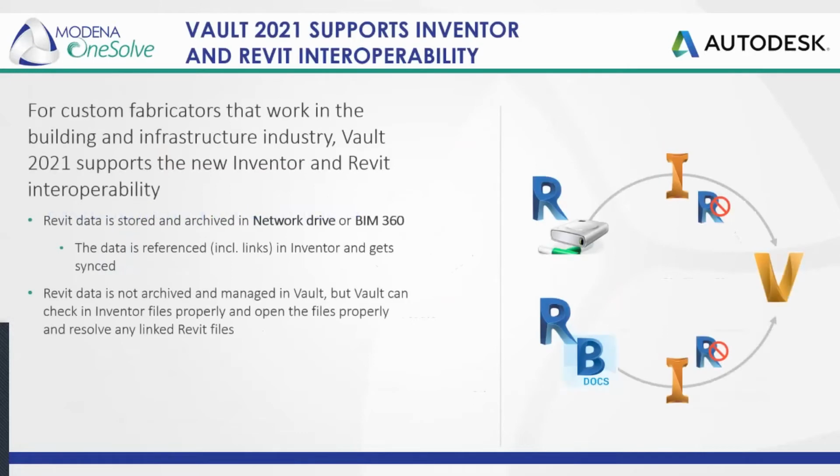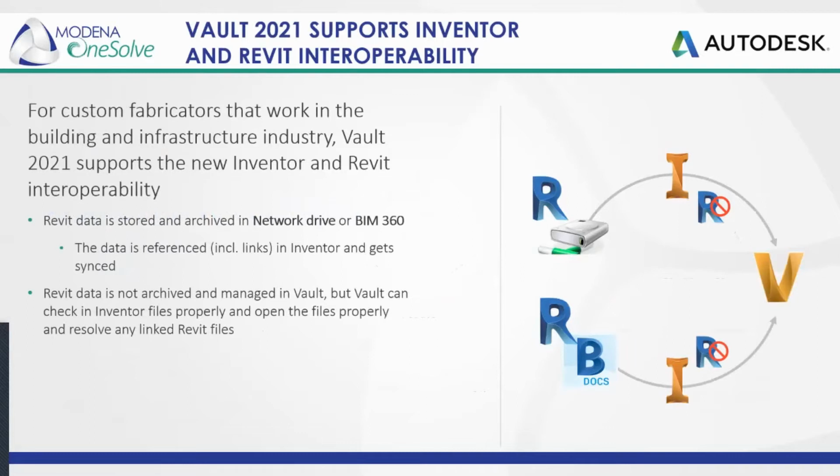So to start off with, unused documentation detection, that's actually the next slide. This first slide is really on Vault 2021 and Inventor and Revit interoperability.